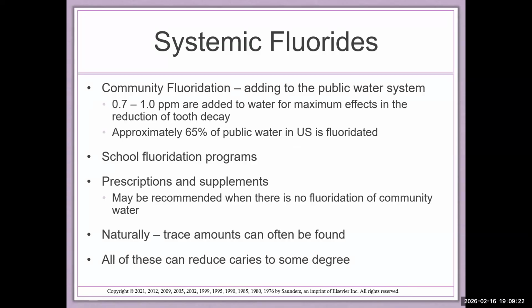Let's dive a little bit into the systemic fluoride. So, in our community fluoridation, our public water system, now I'm not talking about well water. Well water, if anybody lives in an area where their source of water is well water, that's a little different. That does not, to the best of my knowledge, have fluoride in it. However, the public water system consists of 0.7 to 1.0 ppm, or parts per million, added to water for the maximum effects in the reduction of tooth decay. And then approximately 65% of public water in the US is fluoridated, but there are plenty of places that don't have fluoride and you can see the difference.